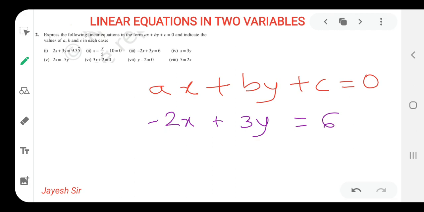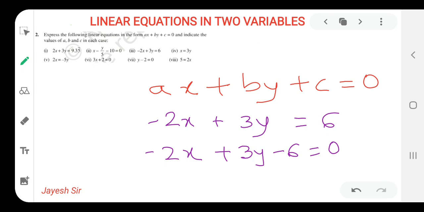Now ax and minus 2x, that means the format is okay. Plus 3y, yes, it's okay. Now plus 6 is on the right hand side, so after coming to this side it will become minus 6, because we want to make the right hand side 0, so here it will become minus 6 equals 0. I hope you all might be getting it.